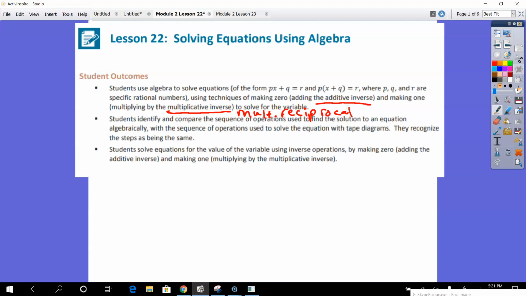Students, identify and compare the sequence used to find the solution to an equation algebraically, and look at the equation with the tape diagram. So we focused a lot in lesson 17 on tape diagrams and the way to do an algebraic equation, seeing that they were the same thing. And so now we're going to look at it more in equations.